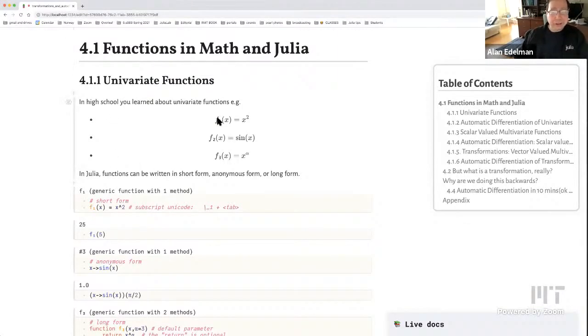I wrote down a couple of univariate functions here. There's the square function, the sine function, and a generalization of the square where you have x to any exponent alpha.